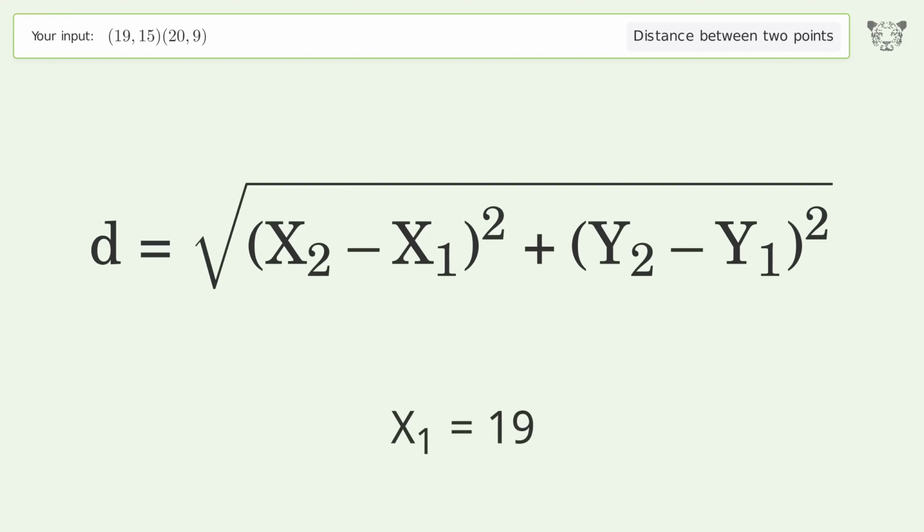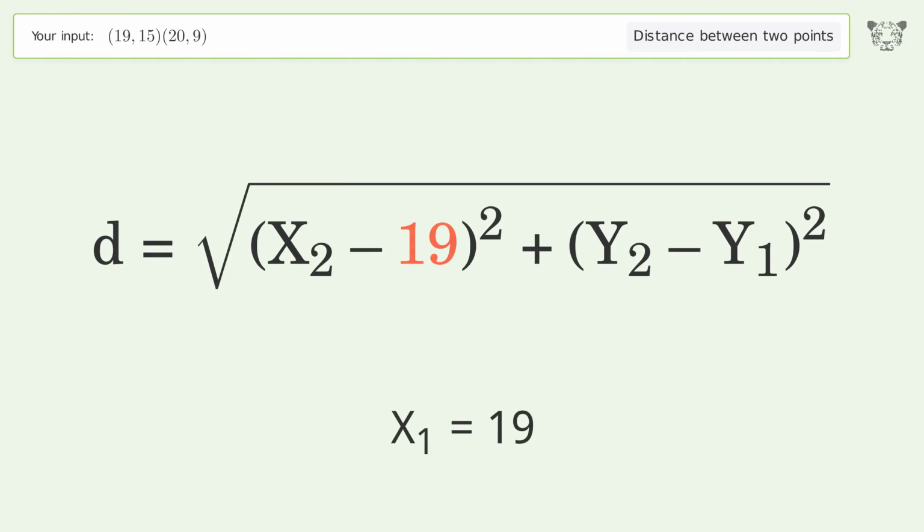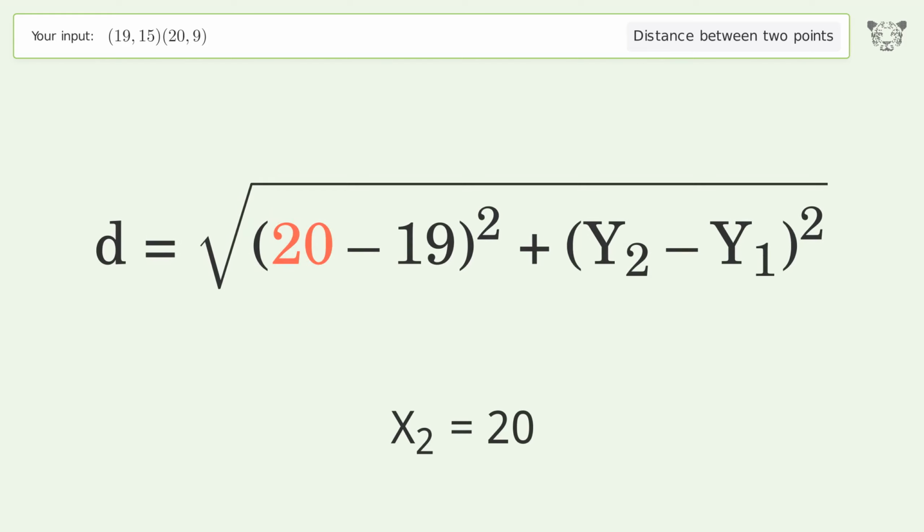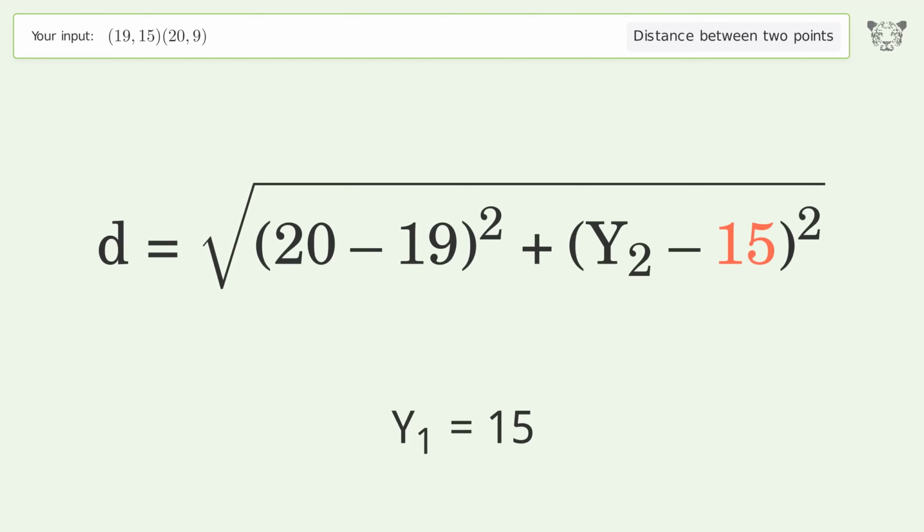x1 equals 19. x2 equals 20. y1 equals 15. y2 equals 9.